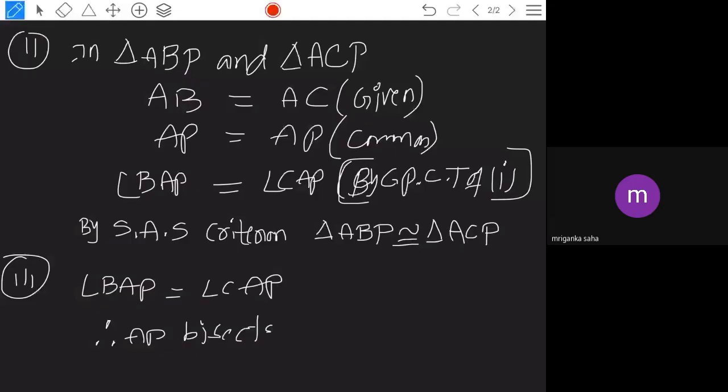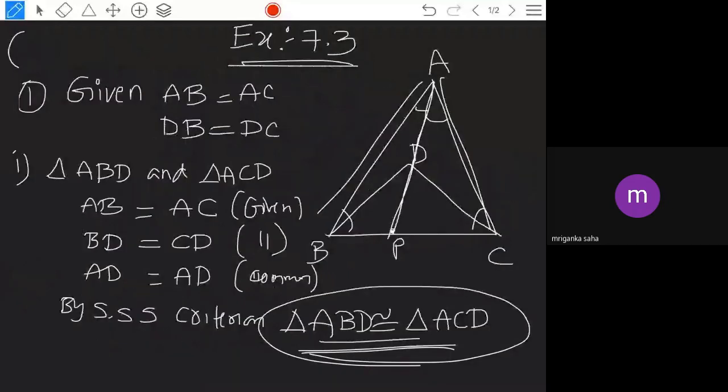So how do you prove that it bisects angle D? To bisect angle D, what you have to prove? BDP is equal to CDP. You have to prove BDP is equal to CDP. How do you prove? Sir, by the isosceles, means by the second proof only. By the second one, how do you prove?